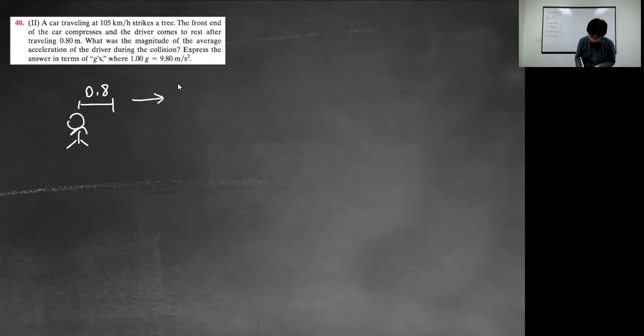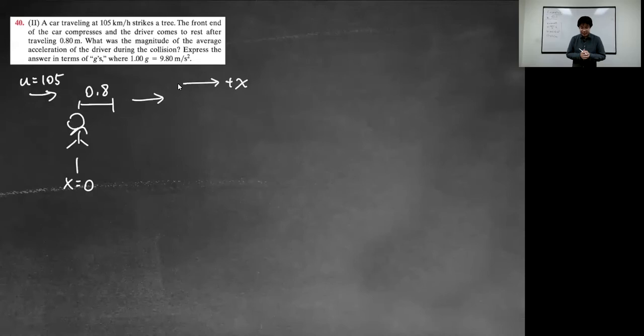Let's say you're going this way, and this is my positive x. Remember, you need the origin and the axis. So this is my axis. I'm going to select my origin over here. What else? The initial speed is u equals 105, but this is in kilometers per hour. So this is s, right? The displacement is going to move that far.